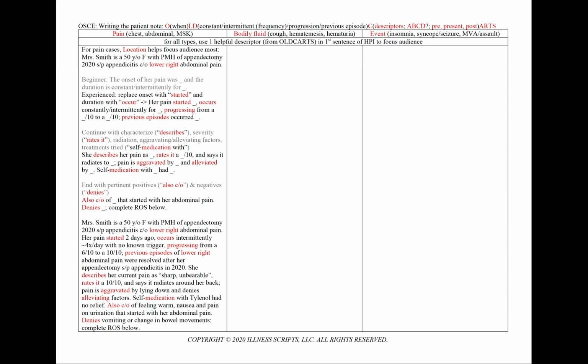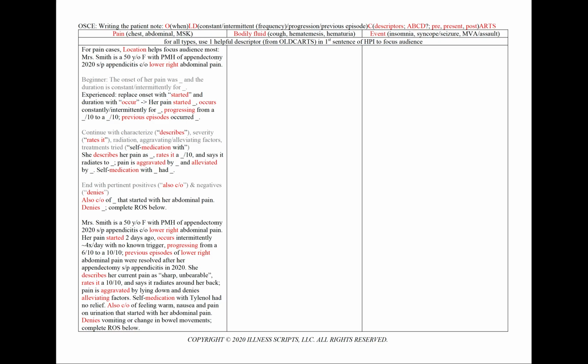Now, a beginner, or if you're just starting off, may tend to write "the onset of her pain was" and "the duration is," using the same mnemonic from OLD CARTS or SOCRATES. But a more experienced, more comfortable, more confident way to say this is to replace the onset with "started" and the duration with "occurs." So it's a more active form of voice. So her pain started, and it occurs constantly or intermittently for, and then progressing from, or previous episodes occurred. So we're getting the onset and the duration right there.